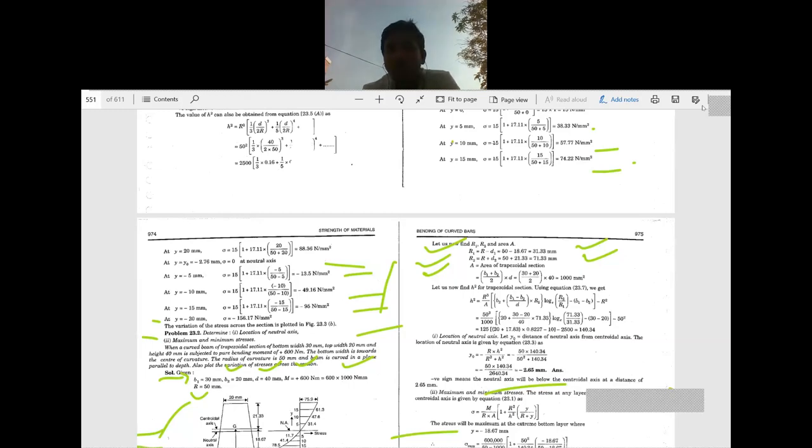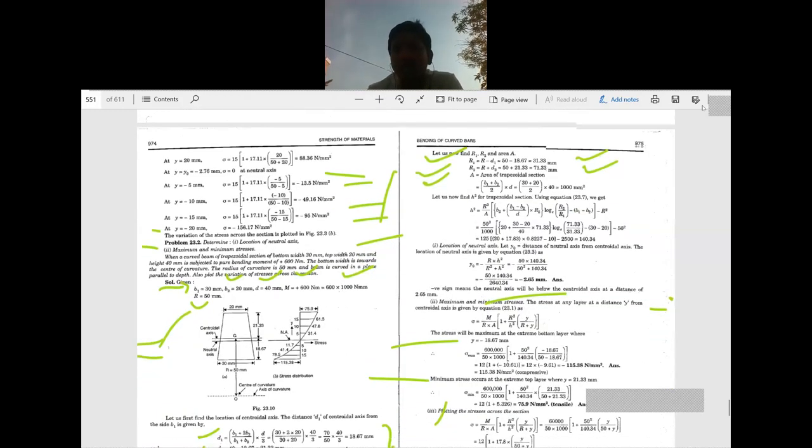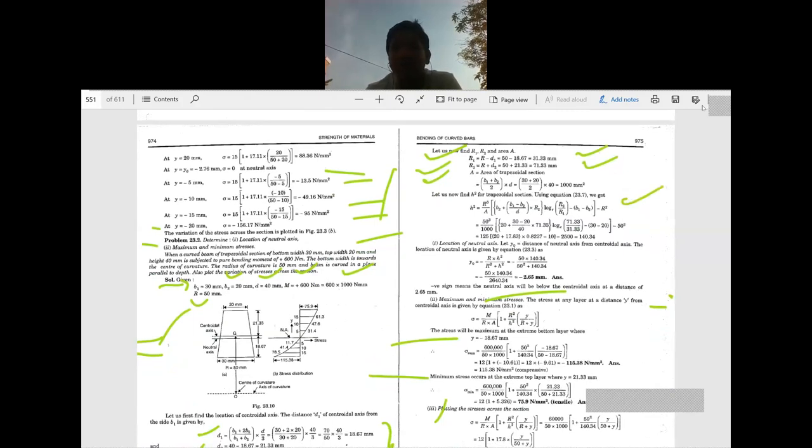Now let us find the value of h square. Here he has given the h square formula directly. So substituting all the values, you know R, A, B1, B2, D, you substitute all the values and calculate the value of h square. After calculating h square, you find the distance between the neutral axis and the centroidal axis. The formula is y naught is equal to minus R into h square by (R square plus h square). You substitute here and you get y naught.